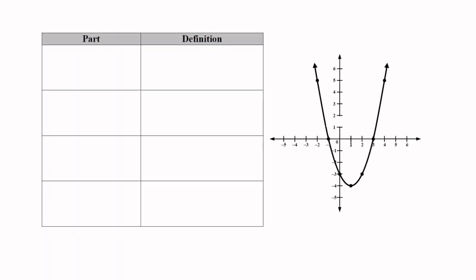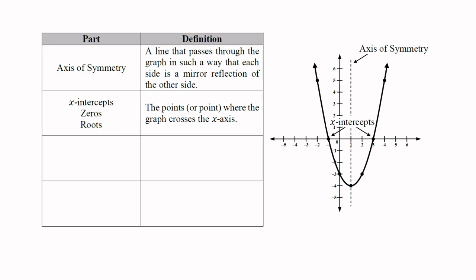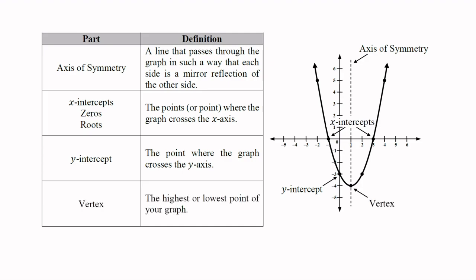So let's take a look at some of the key features. First, we have the axis of symmetry. It is the line that passes through the graph in such a way that each side is a mirror reflection of the other. Then we have x-intercepts, which also are known as zeros or roots. And they are the points or point where the graph crosses the x-axis. The y-intercept is the point where the graph crosses the y-axis. And finally, the vertex is the highest or lowest point on your graph.